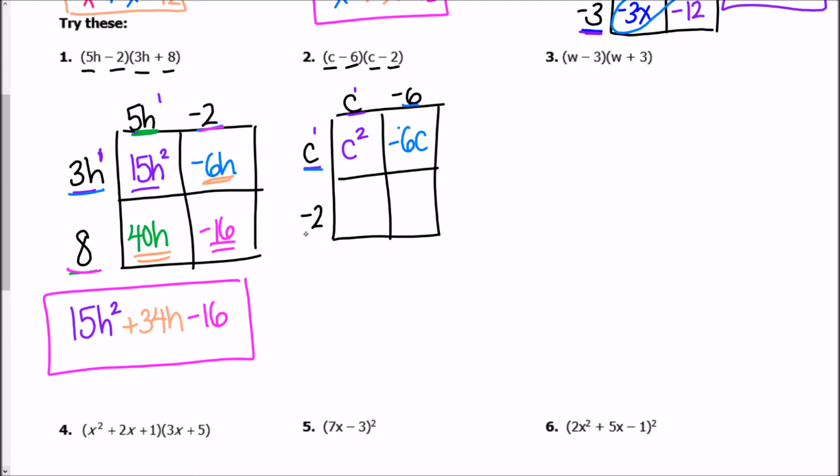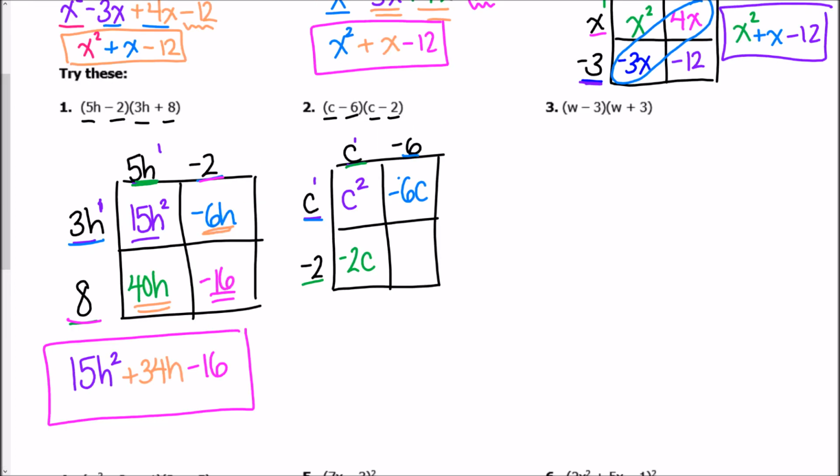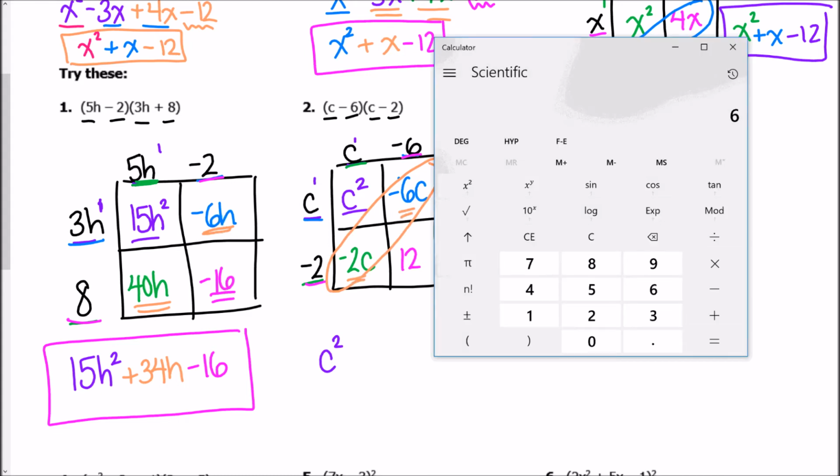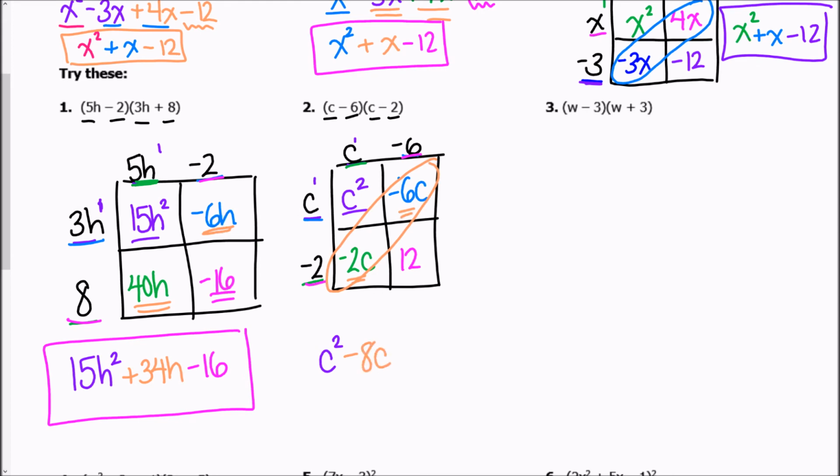In this box here, it's negative 2 times c, so I get negative 2c. And then when I do negative 2 times negative 6, I get positive 12. So now to put together my like terms, c squared, nothing's like it, so I'm going to write down c squared. Negative 6c and negative 2c are like each other. So I'm going to put those together. And if I were to do negative 6 minus 2, I get negative 8, so this would be negative 8c. And then this 12 right here just tags along, so it's plus 12.